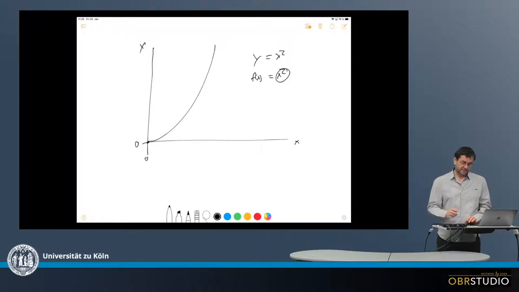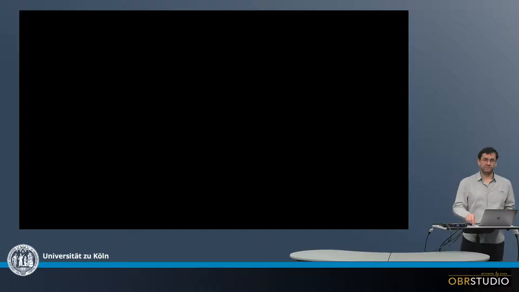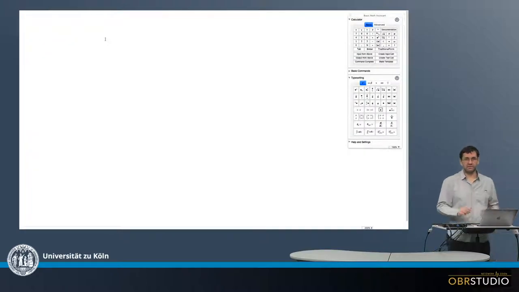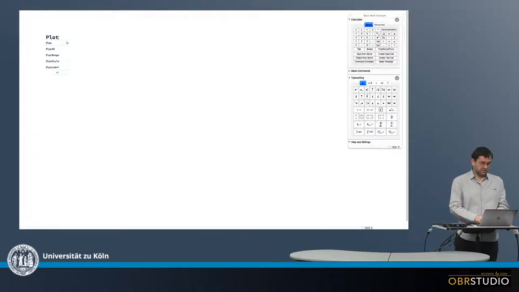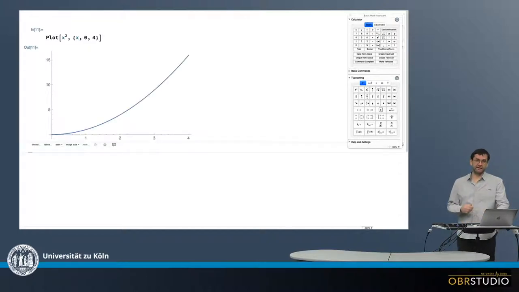If we replace x squared by an according formula, I'd like to demonstrate it a little bit here. So again, the x squared plot, just to start off with. And now x should be from 0 to 4. This is the interval over which x will be plotted. So x is the one free parameter. And then we get here, again, this parabola.